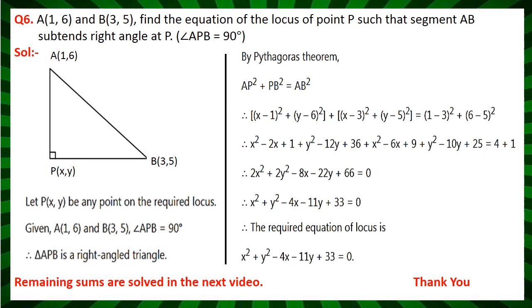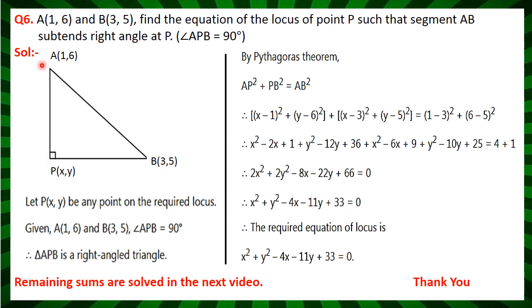Question number 6. A is the point (1, 6) and B is the point (3, 5). Find the equation of the locus of point P such that segment AB subtends a right angle at P, or we can say angle APB is equal to 90 degrees. So we will draw the diagram with the required conditions. AB subtends, meaning joining the points A and B at point P, we will get a right angle at P. Let us consider the point P as (x, y), and the coordinates of A and B are given.